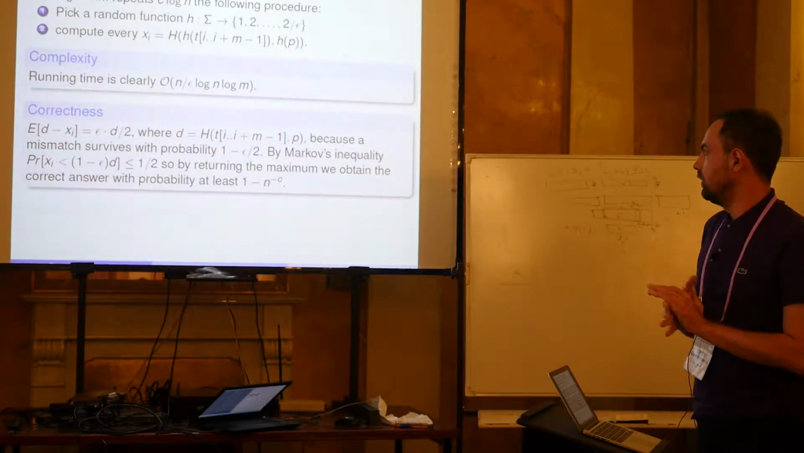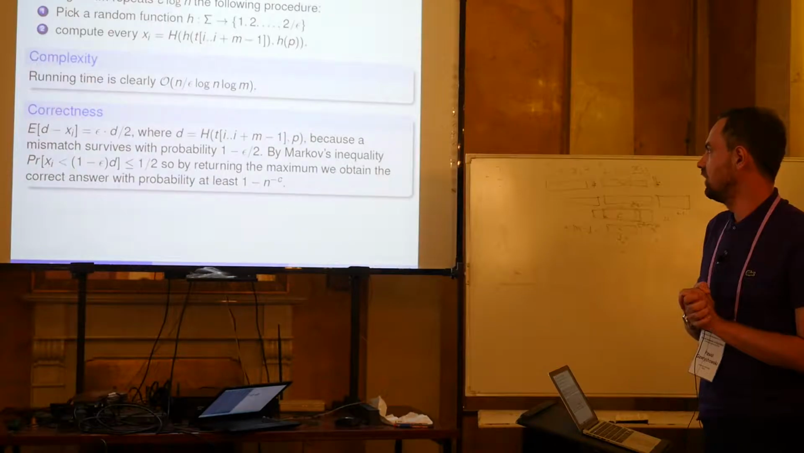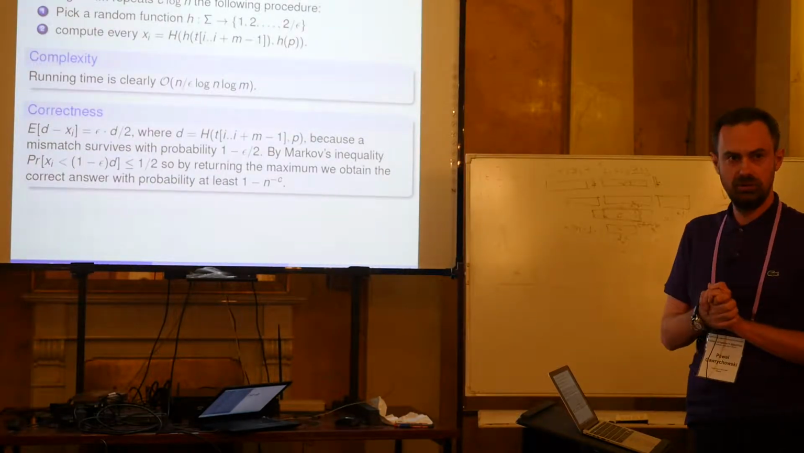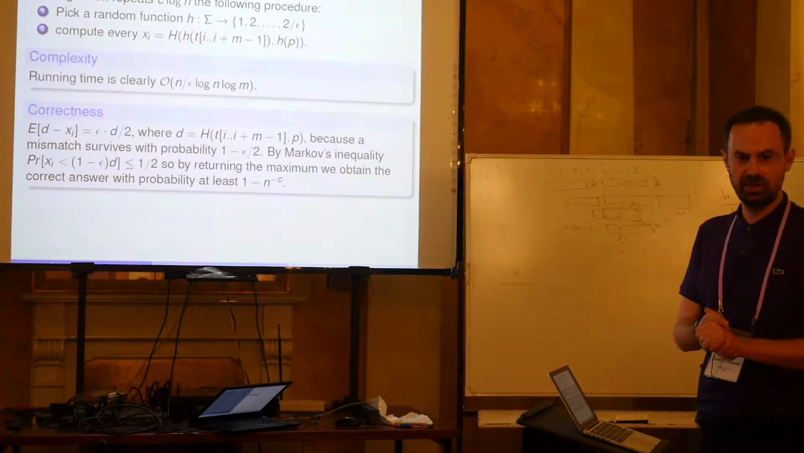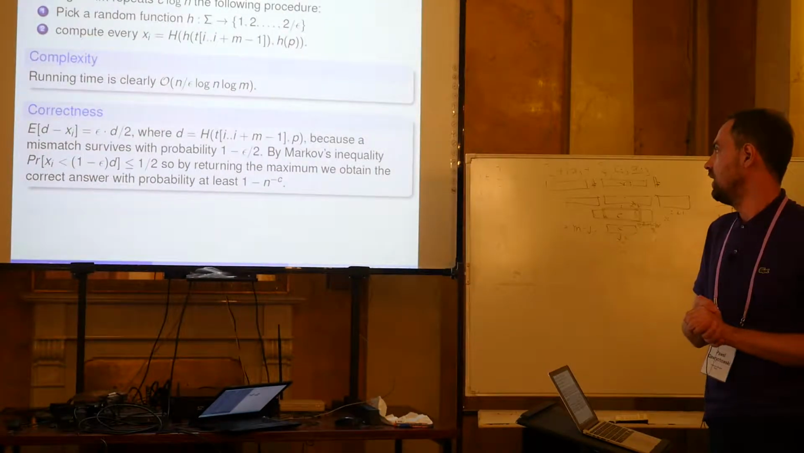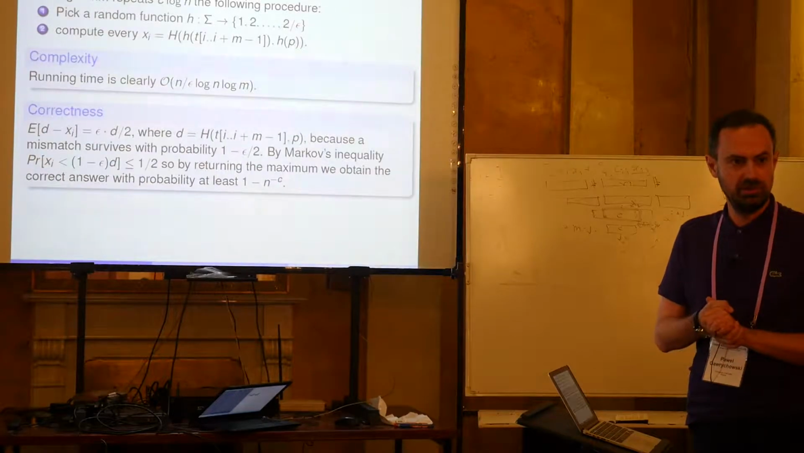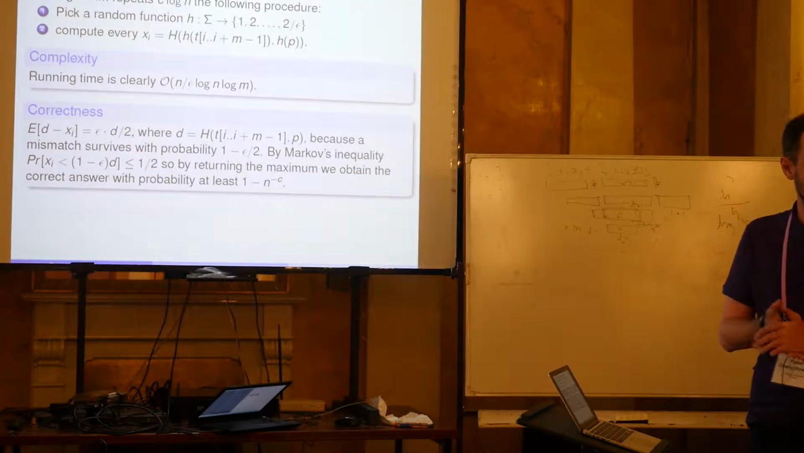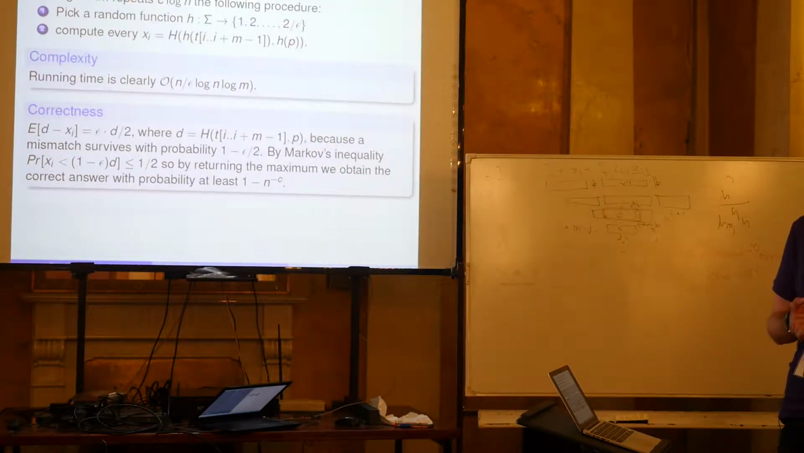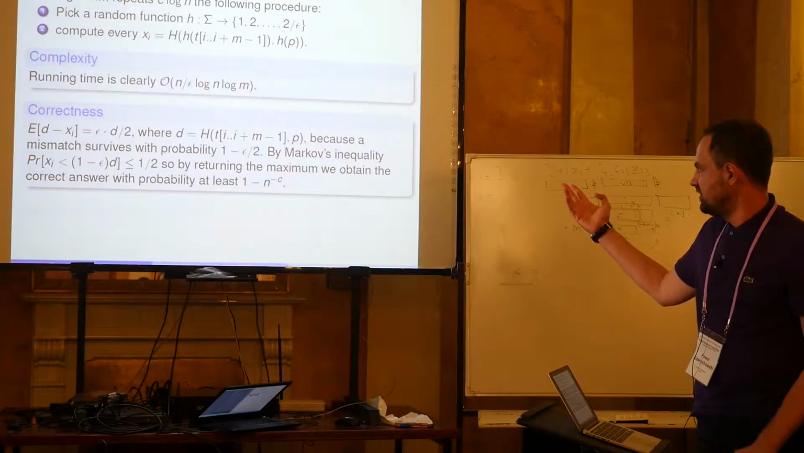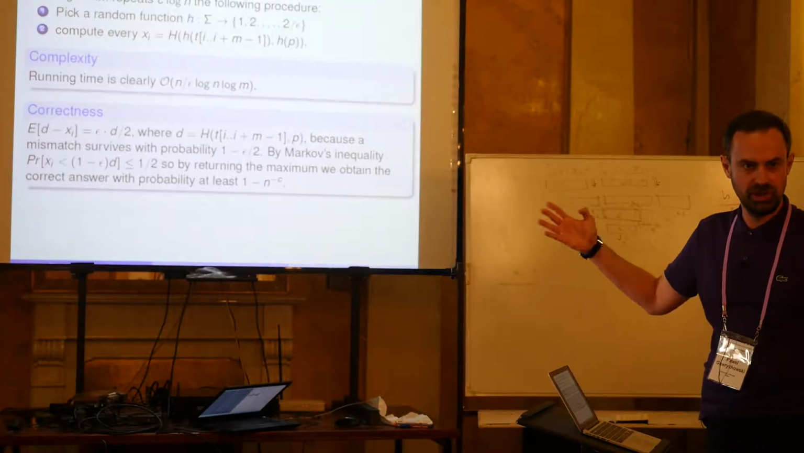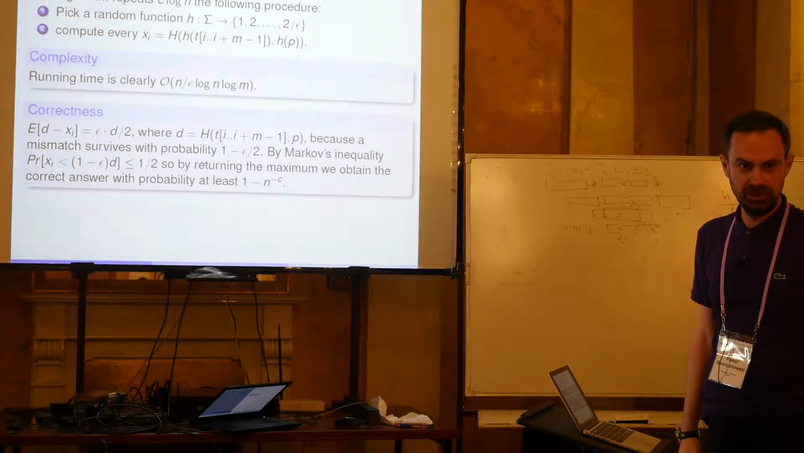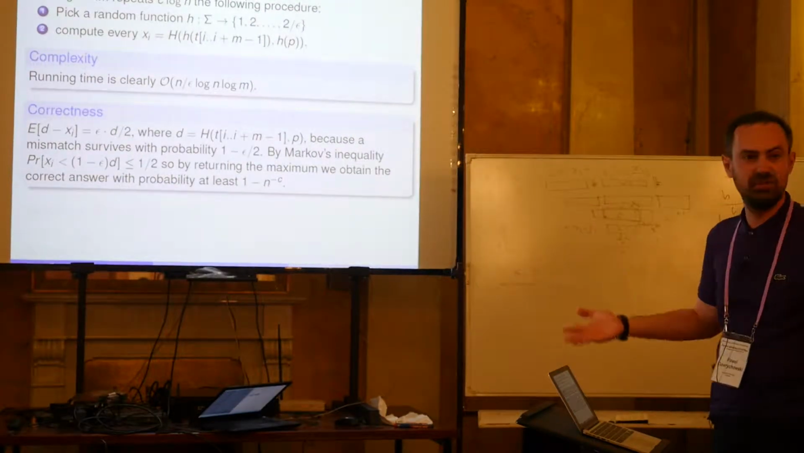Okay, so that's for one position i. By returning the maximum from those experiments, the chance of getting the correct result is at least 1 minus n to the minus c. Because the chance of all of them failing is 1 over 2 to the c times log n. So by adjusting this constant c, we can get the probability for a single position i to be smaller and smaller. In particular, we can choose our c to be, let's say, 5.